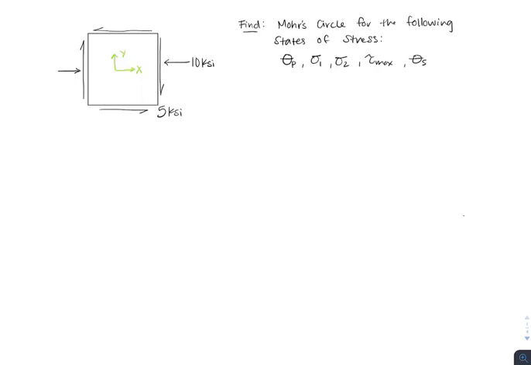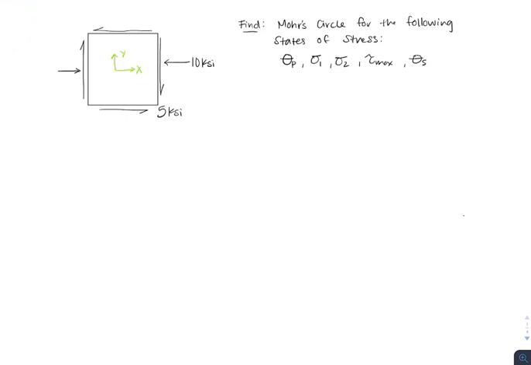In this problem, we are going to find the Mohr circle for the given states of stress on the stress block. We are asked to find what the principal stresses are, sigma 1 and sigma 2. We're asked to find what the max shear stress is going to be, and also what our principal angle is and our secondary angle is.